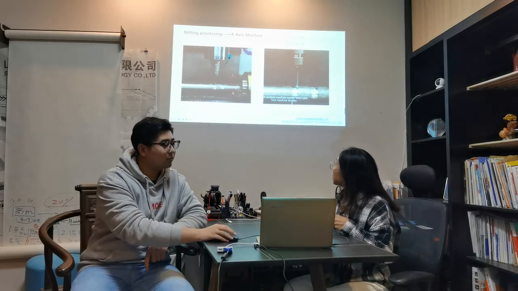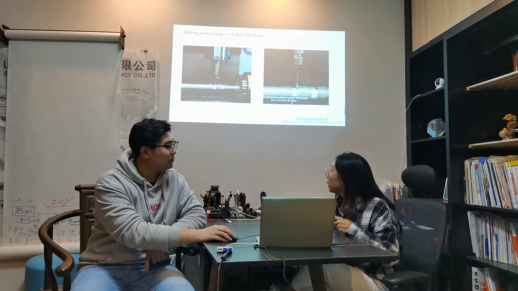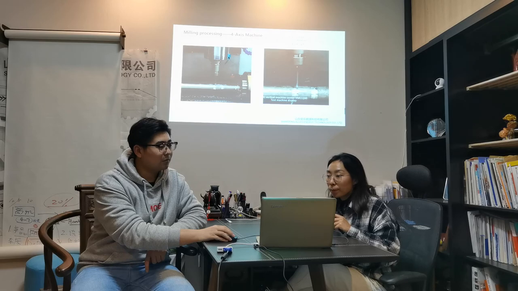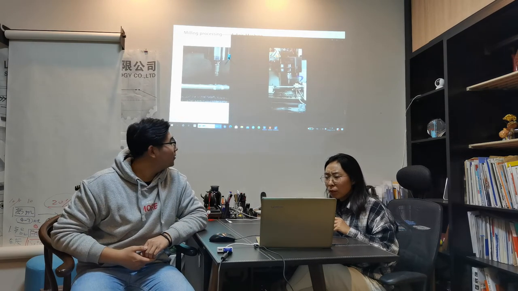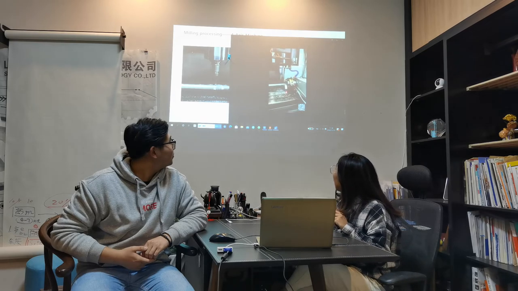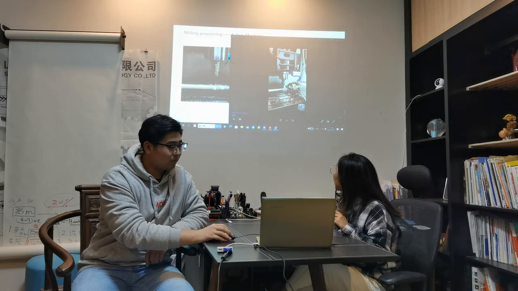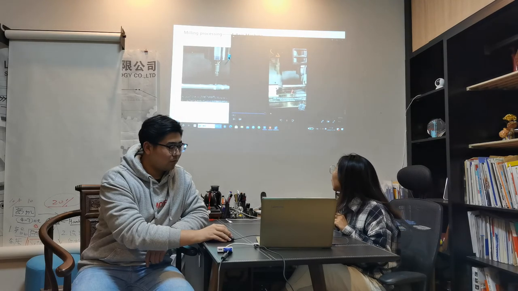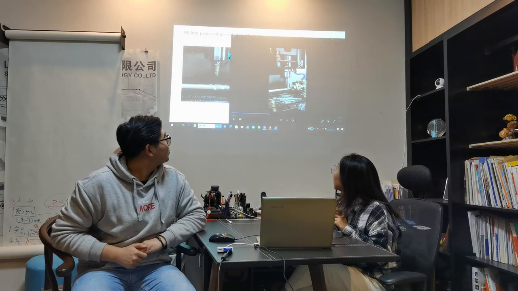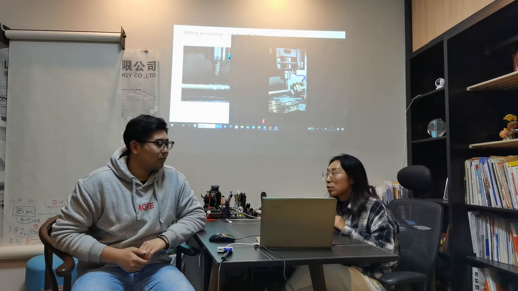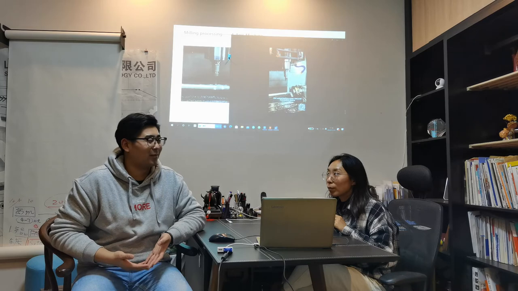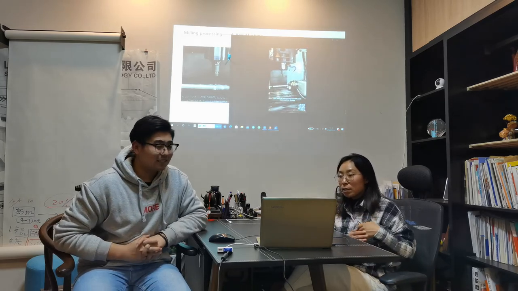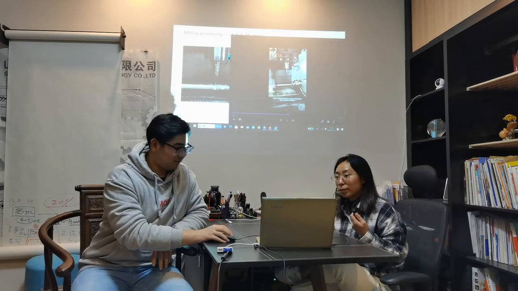And in the picture we can see the milling surface is very smooth. And we can see the chuck is rotating, and it makes the workpiece rotate so the spindle can process the different sides of the workpiece. Yes, I remember this machine is special for our customer. Yes, this machine is a customized machine.